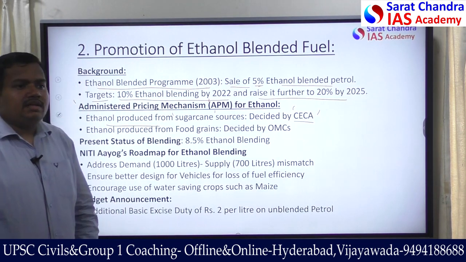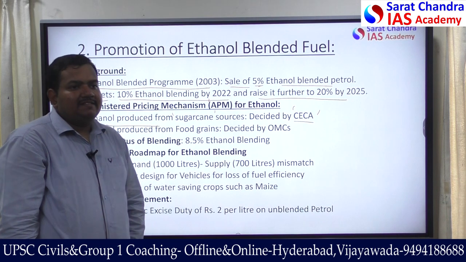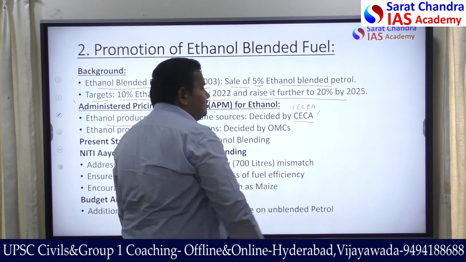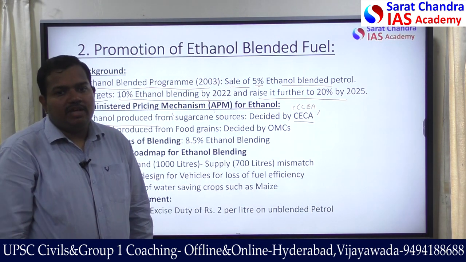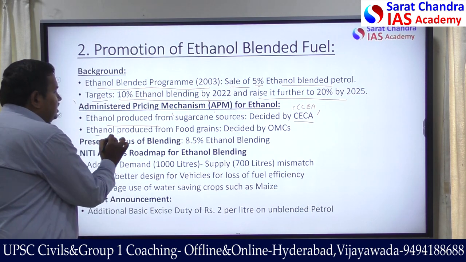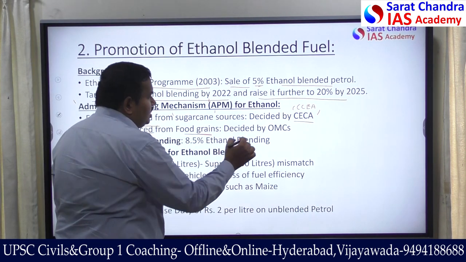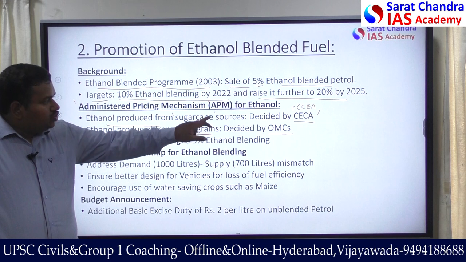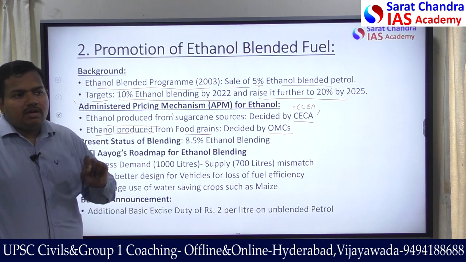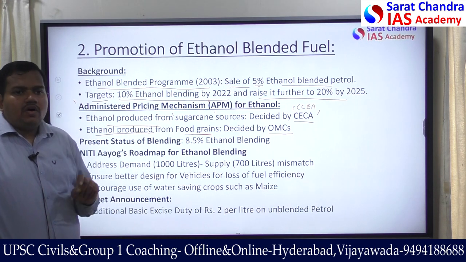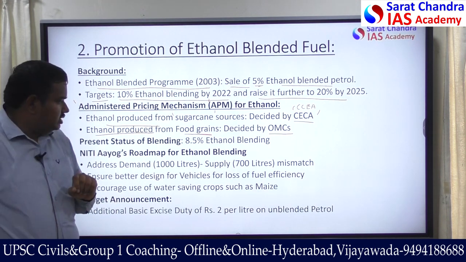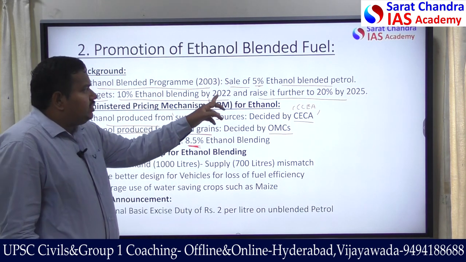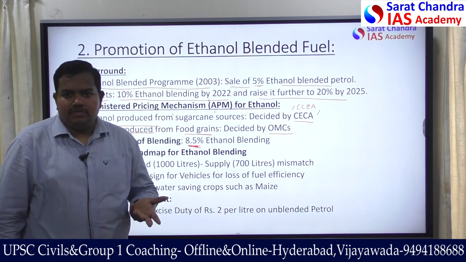CCEA. What is CCEA? Cabinet Committee on Economic Affairs. Next, ethanol produced from food grains, who is going to decide? By OMCs, oil marketing companies. From sugarcane, the Cabinet Committee on Economic Affairs decides, and for food grains, oil marketing companies. So that is the difference. Now, the present state, I have already told you, is 8.5%, but the target by 2022 was 10%. We have not achieved it.